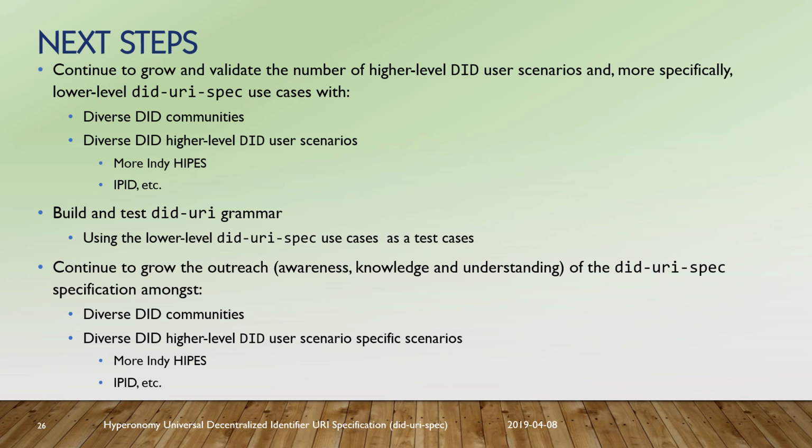So the next steps are the same as before. Bigger, better, faster: trying to find more communities that are engaged using DIDs, and from those communities derive a more diverse collection of higher level DID use cases, being able to build and test out the grammar. At this point, we're still hard coding grammars, and they need to be formally verified, as we've discussed in the original Hyperonymy Universal Decentralized Identifier webcast. Continue the outreach in terms of awareness, knowledge, and understanding of how to use the spec. This webcast is an example. And again, reaching out to those communities and helping explain how it can be used in these diverse scenarios.